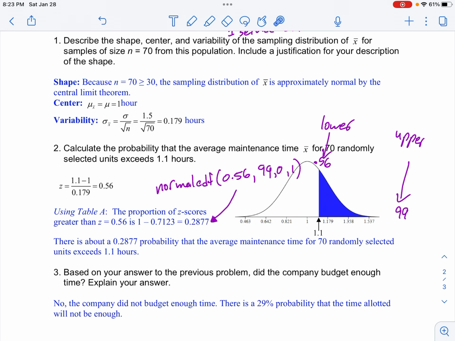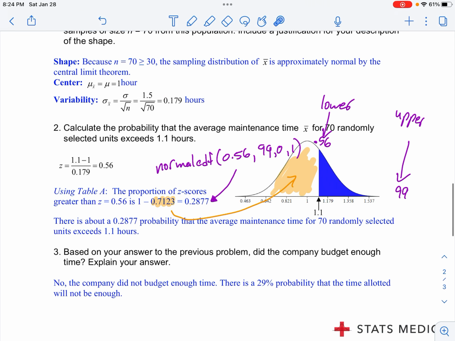If you use your table A, your green packet in table A, remember it will give you the orange side. The orange side is 56%, no, sorry, the orange side is 71%. You just have to always remember to do 1 minus that, like they did right here, 1 minus 0.7123. So what that means, you guys, is this. There is about a 29% probability that the average maintenance time for all 70 maintenance calls will be more than 1.1 hours.